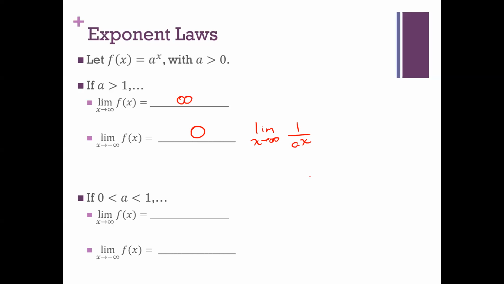Let's have someone give me an example of an a I could use here. 0.5 sounds good. So 0.5 to the power of x. If x is 0, what's that equal to? How about x is 1? Yeah, half, 0.5. If you square it, 0.25. So what's happening? It's decreasing, right?